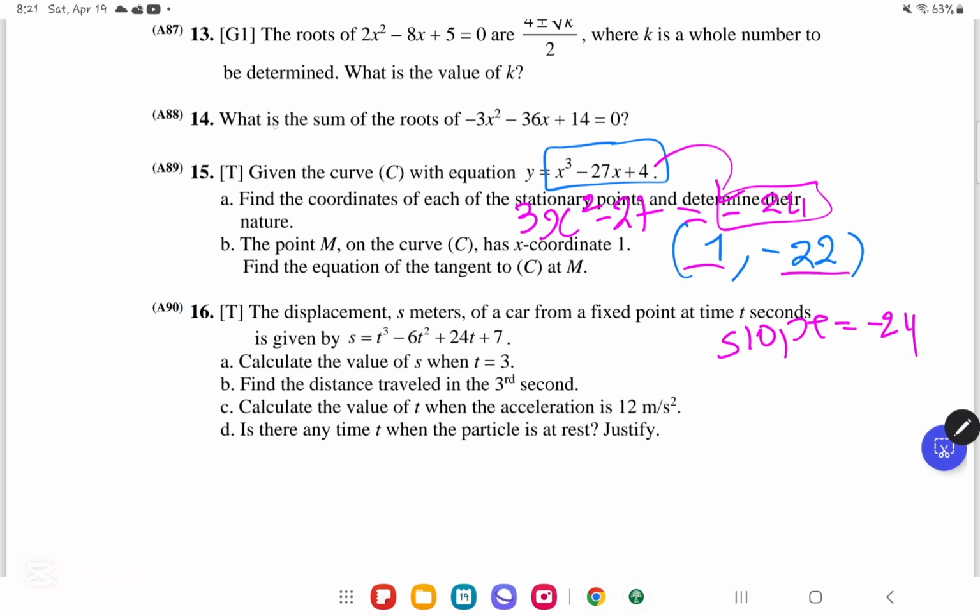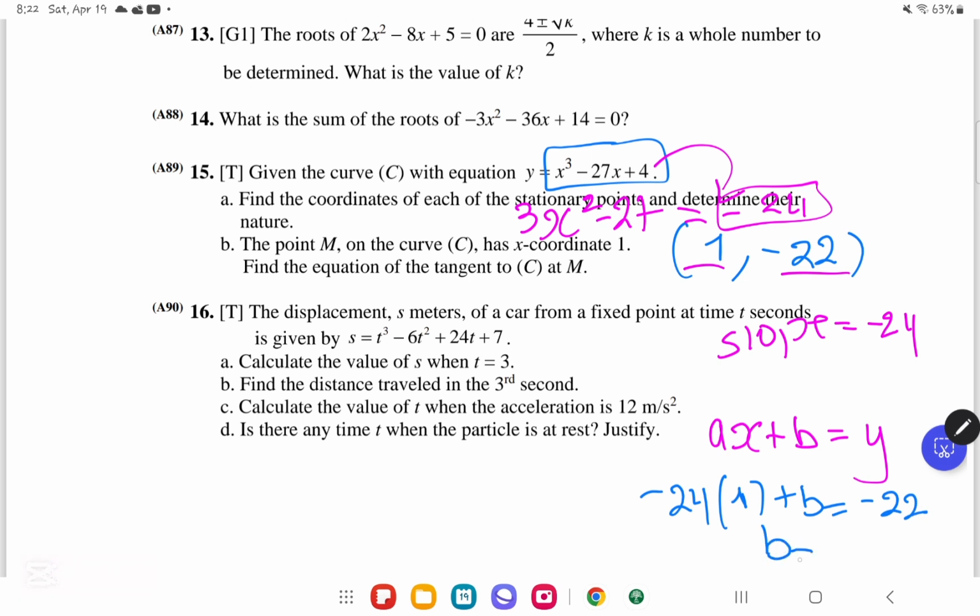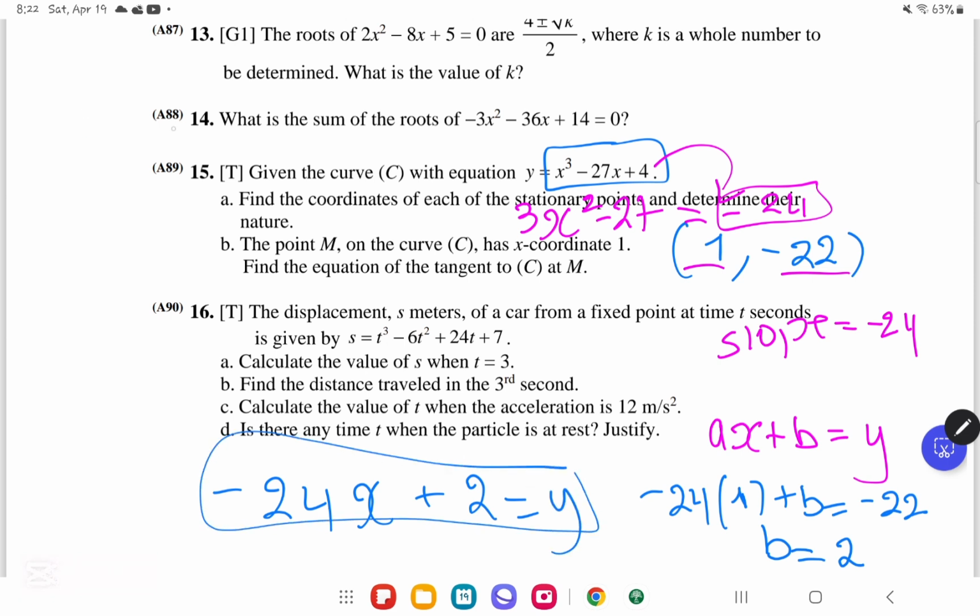So we have x, we have y, we have the value of our slope, which is minus 24. So based on the equation, we know that ax plus b is going to be equal to y. So a, which is the slope, is minus 24, times x, which is 1, plus b is equal to y, which is minus 22. After solving, you're going to get that the value of b is equal to 2. So now the equation is minus 24x plus 2 equal to y. So that's it for question number 15.